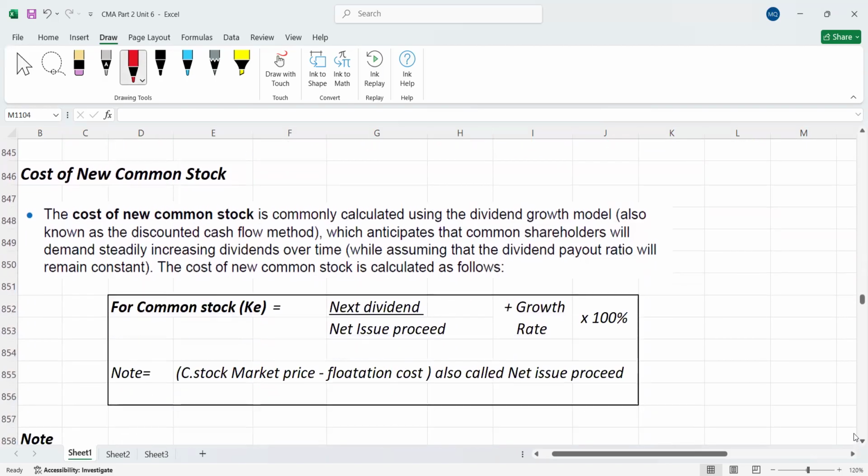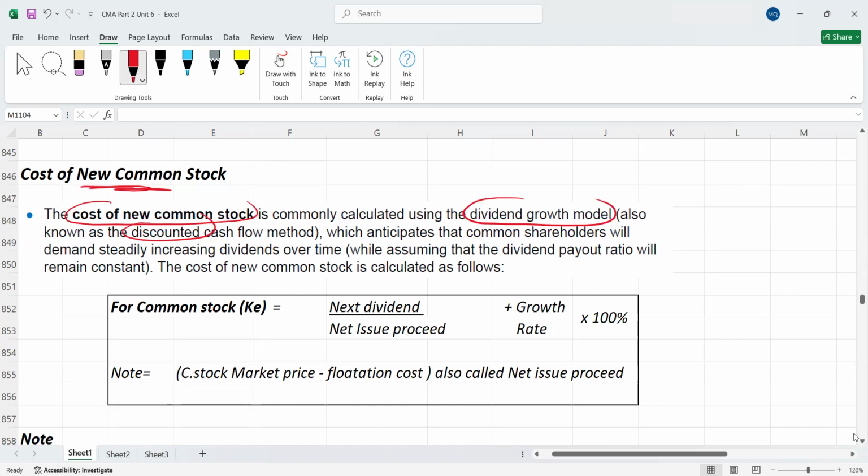Then how to calculate the cost of new common stock. Okay, so for the cost of new common stock, which model are we going to use? We are going to use the dividend growth model, which is also called the dividend discount model. Understood? So this model we are using in your CMA exam, and based on this model we will try to estimate the cost of equity for the common stock.